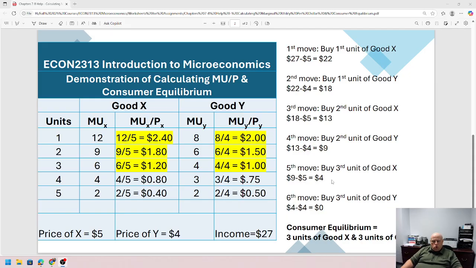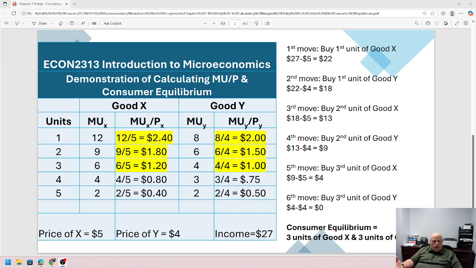Then the fifth move is going to be to buy the third unit of good X, because it has a value of $1.20, whereas the third unit of good Y is only valued at $1. In order to maximize our utility, on our fifth move we buy the third unit of good X. We've got $9 left, minus the $5 that we spend to buy that third unit of good X, so now we have $4 left.